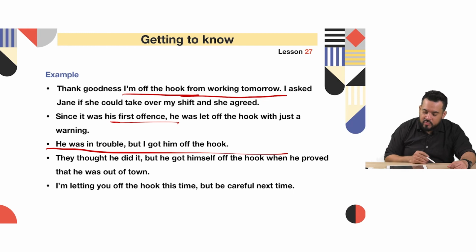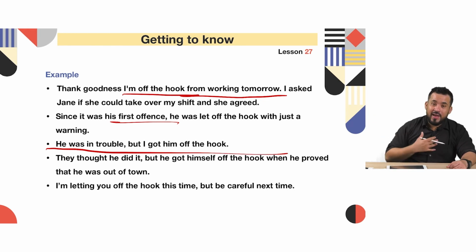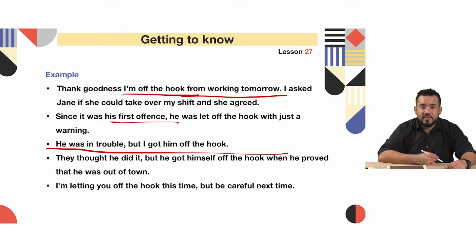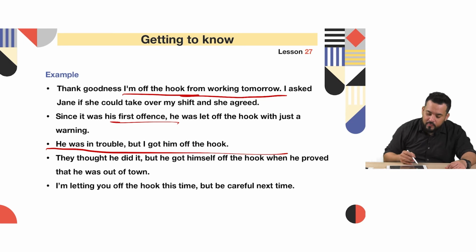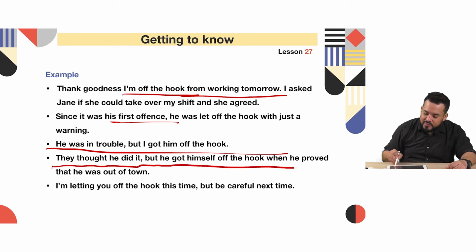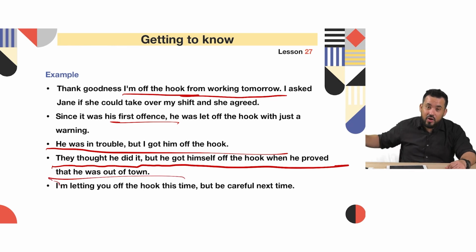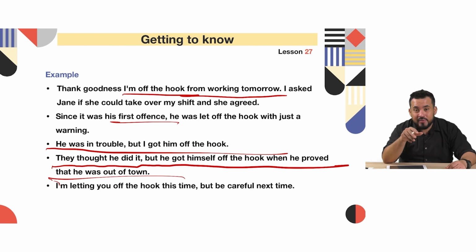He was in trouble, but I got him off the hook. Okay, he was in trouble, but I helped him, and I got him off the hook. So nobody is giving him trouble anymore. They thought he did it, but he got himself off the hook when he proved that he was out of town.